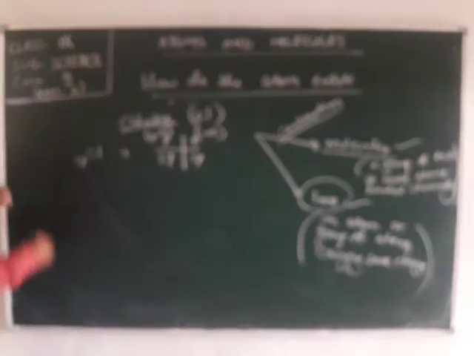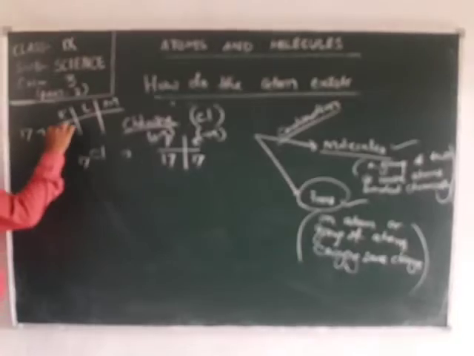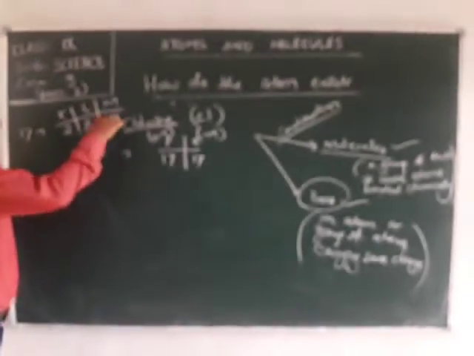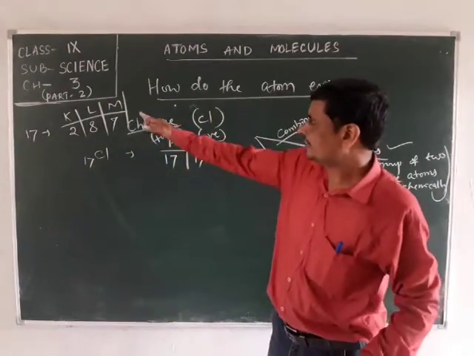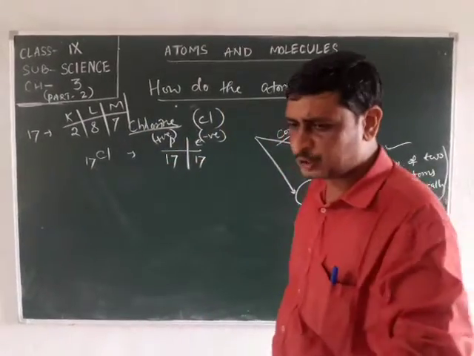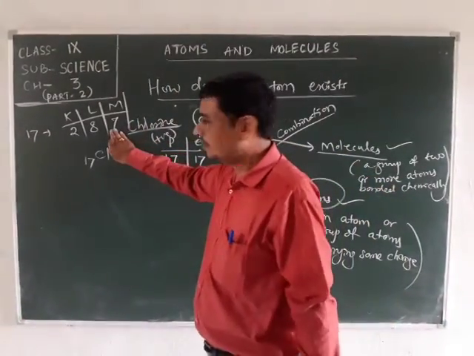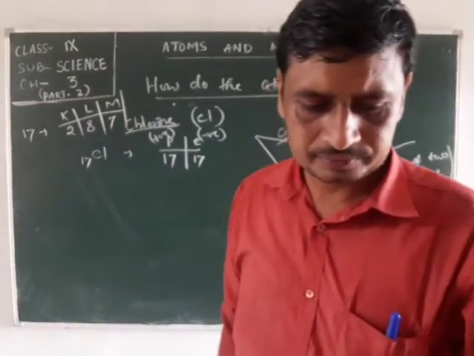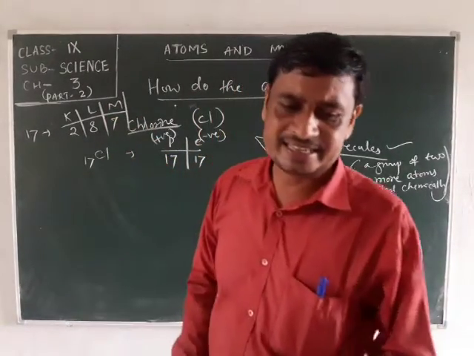But its electronic configuration, K, L, M: the K shell has 2, the L shell has 8, and the M shell has 7. Here the outermost shell, the M shell, is filled by 7 electrons. This chlorine also can't show the octet form or inertness. That's why it loses or gains some electrons.